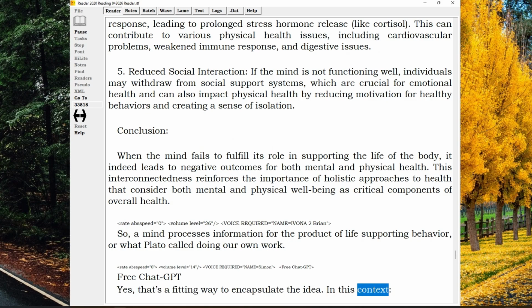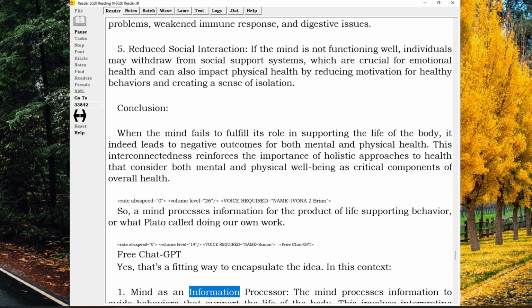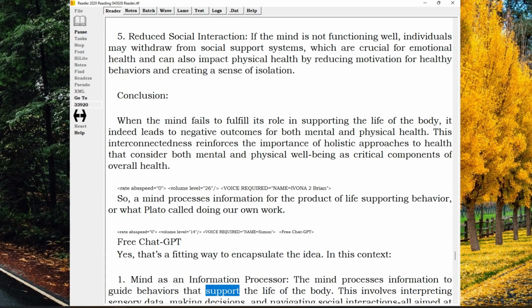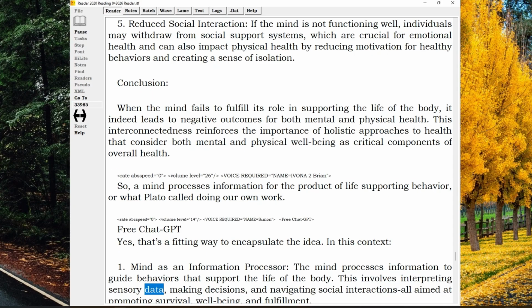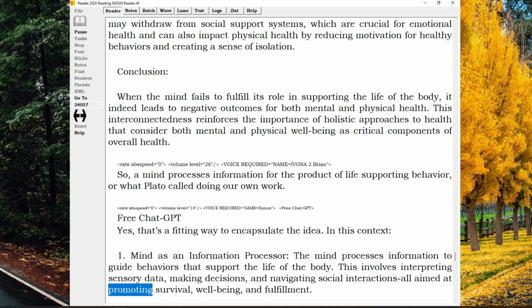In this context, 1. Mind as an information processor. The mind processes information to guide behaviors that support the life of the body. This involves interpreting sensory data, making decisions, and navigating social interactions, all aimed at promoting survival, well-being, and fulfillment.